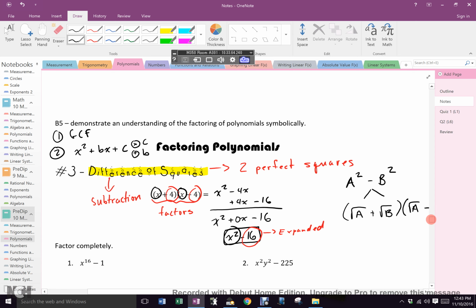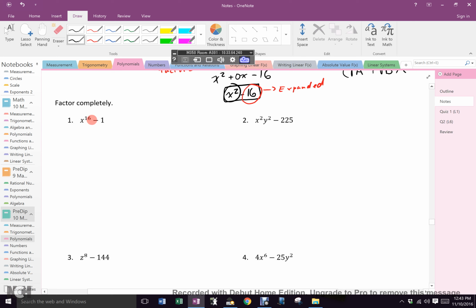Now, first of all, what are your hints here that it might be factorable? You know that 1 is a perfect square, yes? 1 times 1. And you've got subtraction, so you're halfway there. Is x to the 16th a perfect square? Yes, it is, because it's 8 times 8, right? It is x to the 8th times x to the 8th.